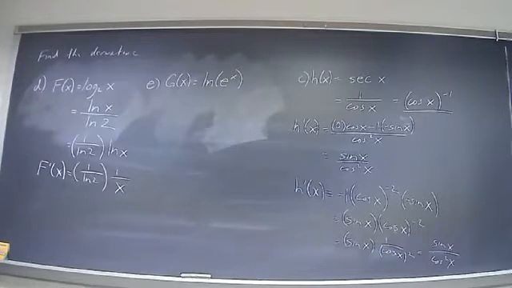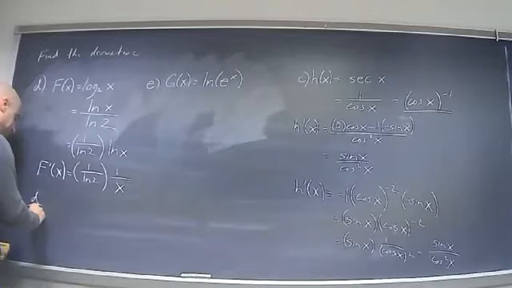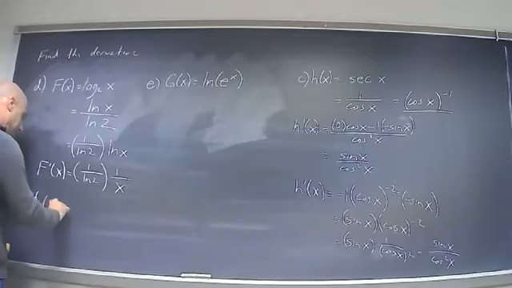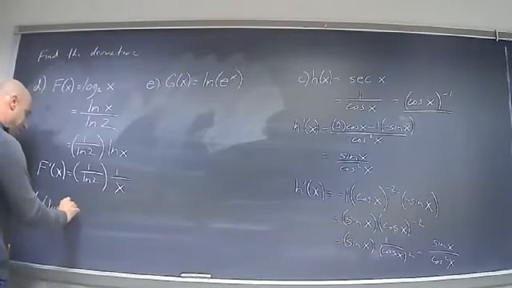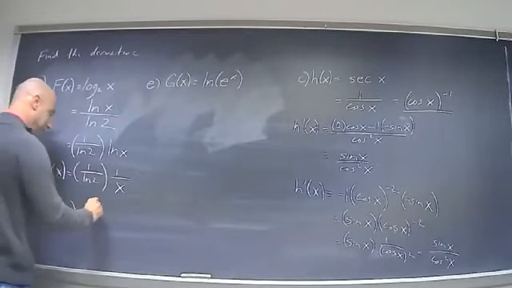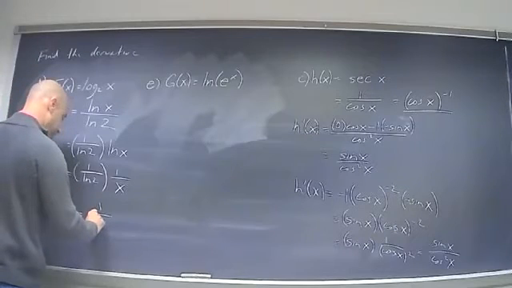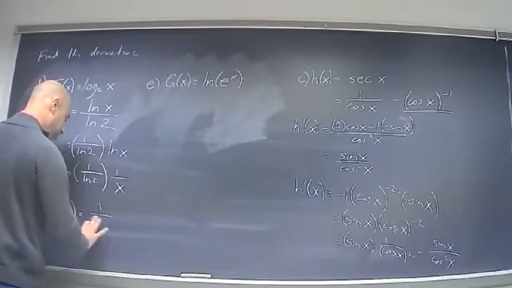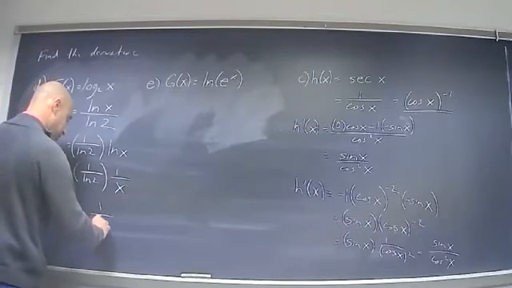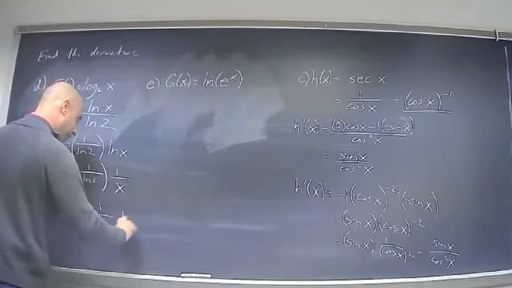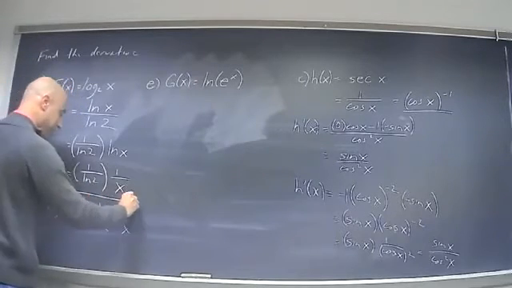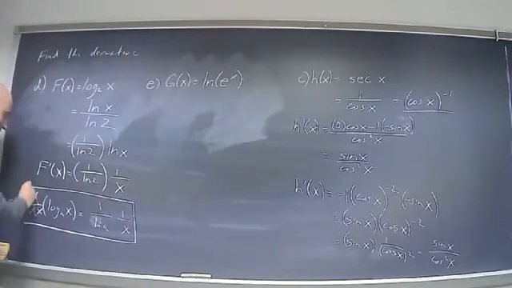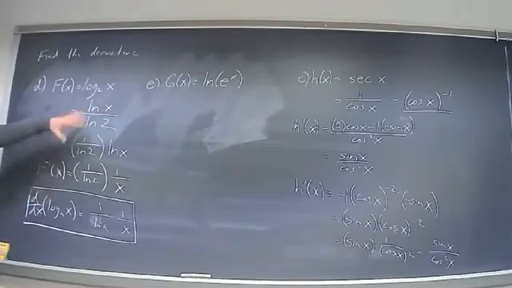So if you want to think of it as a rule, you could think that the derivative of log base a of x is going to be 1 over the natural log of a times 1 over x. If you want to think of this as a separate rule, you're certainly welcome to. But we worked it out ourselves.